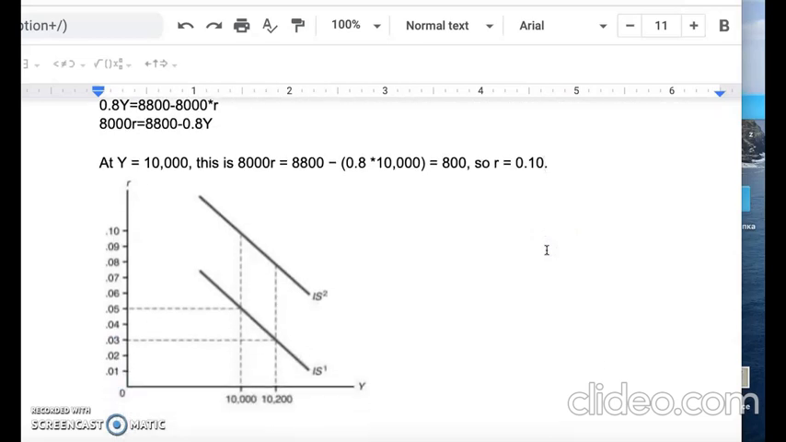We just show it on our graph, and here you can see that when the output is equal to 10,000, the interest rate is raised from 5% to 10%, and here we have a new point, a new graph of IS.